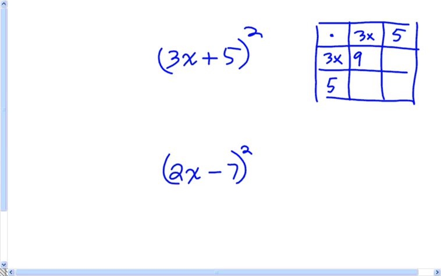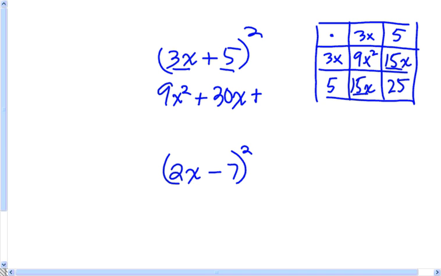And what we end up with is 9x squared here, and 15x here, and here. So we really have 15x doubled. And if you think about that, 15x comes from this 3x times this 5. 3x times 5 is 15x, and then we just have to double it because that occurs twice. And so we end up with 9x squared plus 15x twice, which is 30x, plus 5 times 5 is 25.